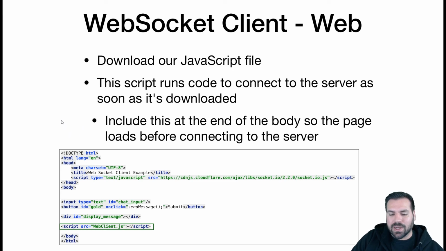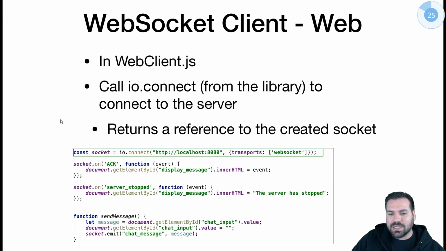So let's talk about the good stuff, that webclient.js. In our webclient.js, that's this file, we want to first connect to the server. We're going to run this on the same machine that we're running the server. We're just using localhost for now, not deploying on the internet. So localhost 8080.